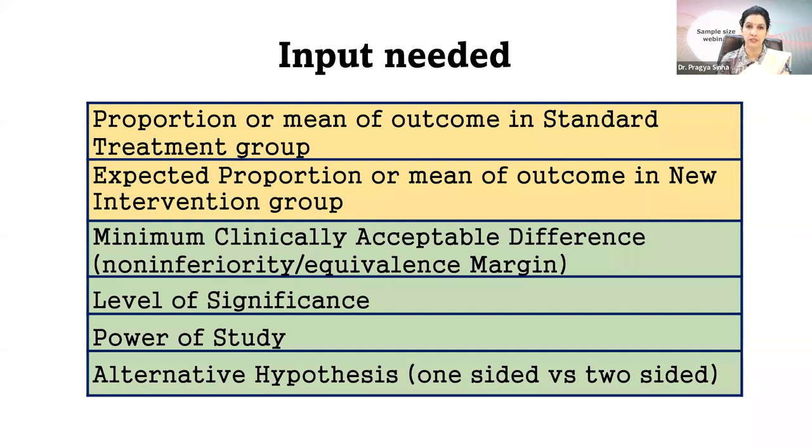So generally in case of a non-inferiority and superiority trial, this alternate hypothesis will always be one-sided, because you are considering that it will be non-inferior, and in superiority also you are considering that it will be superior. In case of an equivalence trial, you set these two as a two-sided hypothesis.